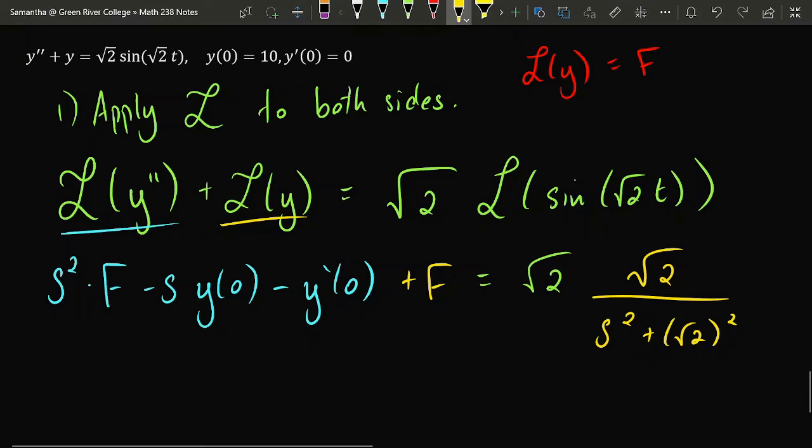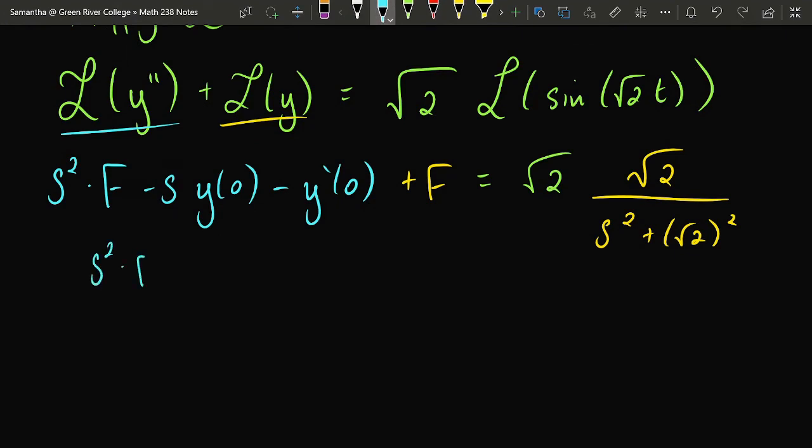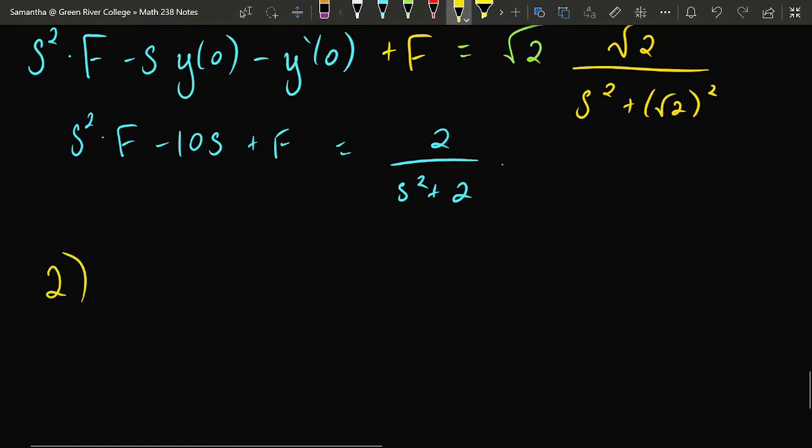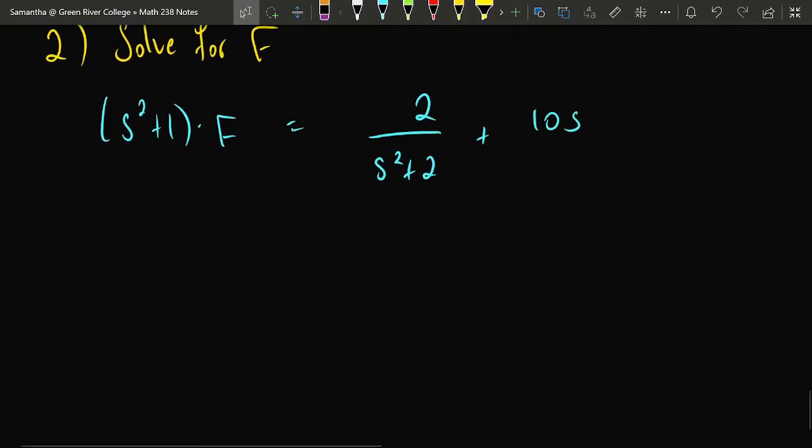So let me go ahead and start cleaning this up. And I'm going to use the fact that I'm told that y of 0 needs to be 10 and y prime of 0 needs to be 0. So I get s squared times F minus 10 times s minus 0 plus F is equal to 2 divided by s squared plus 2. The next thing that I'm going to do as part of the overall process is algebraically solve this for F. I'm going to isolate the quantity called capital F. So this is going to involve me collecting all the terms which contain F, banishing all the terms which do not contain F, and then dividing out this s squared plus 1.